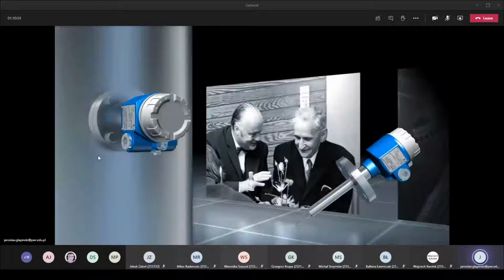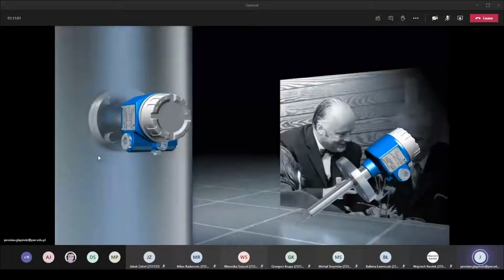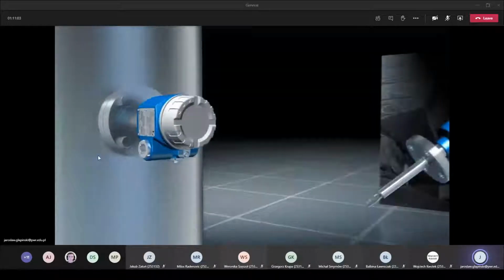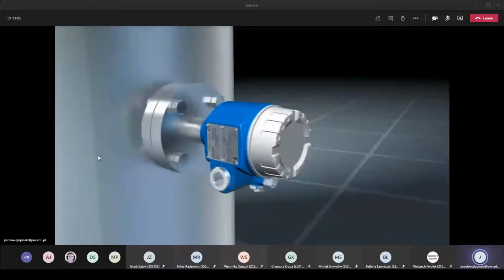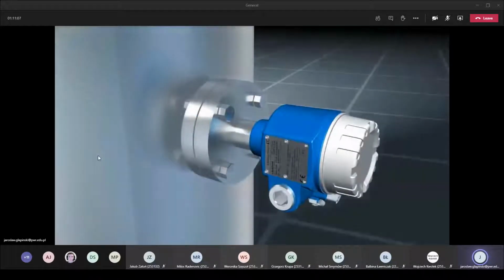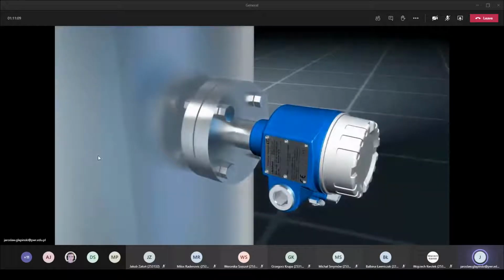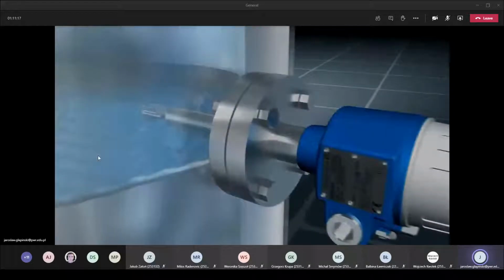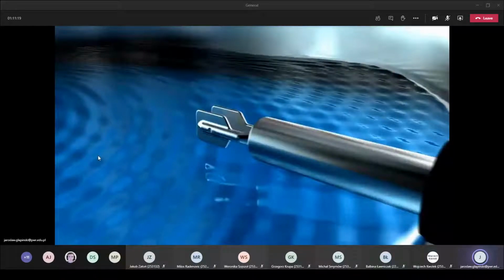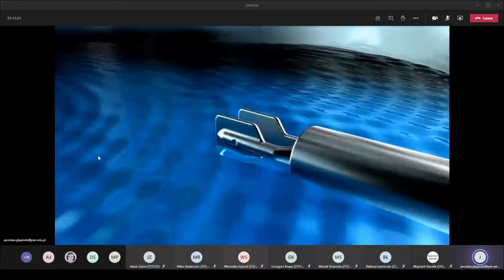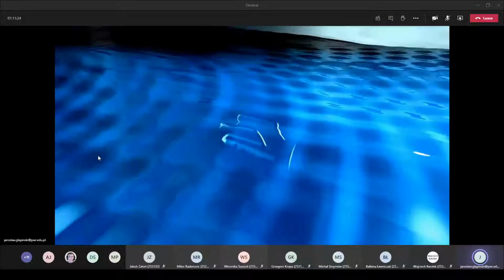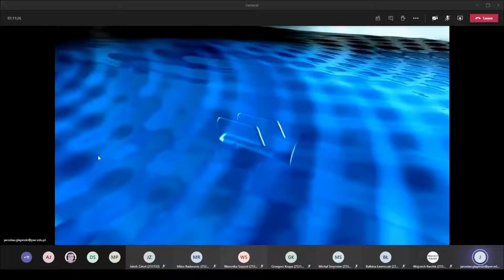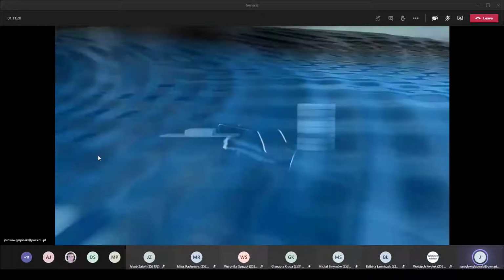This principle uses the direct correlation between oscillation and damping in media. Let's have a closer look at how this measuring method works. Vibronic instruments monitor point levels in tanks, containers, and pipes. A sensor, in the form of a tuning fork, is excited to its resonance frequency. The vibronic measuring principle in liquids is based on the resonance shift of a piezoelectrically excited oscillation system.